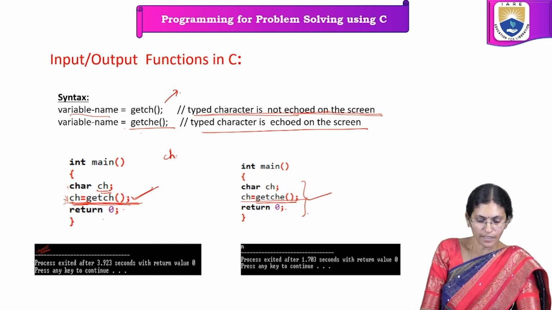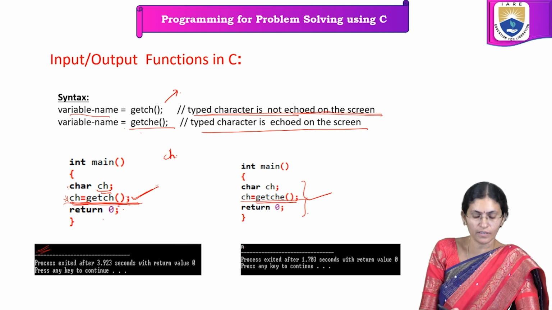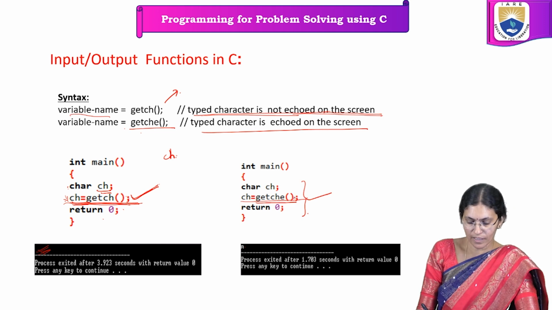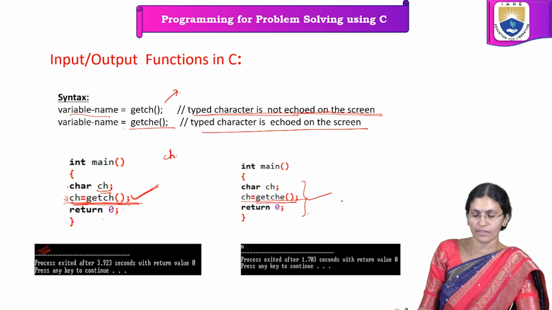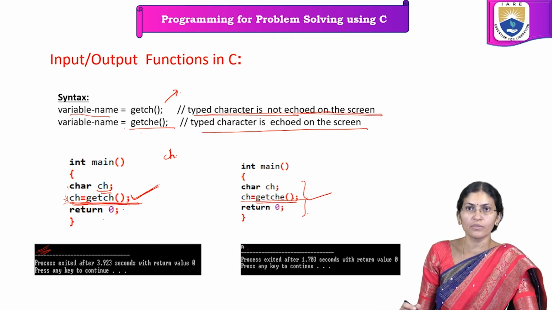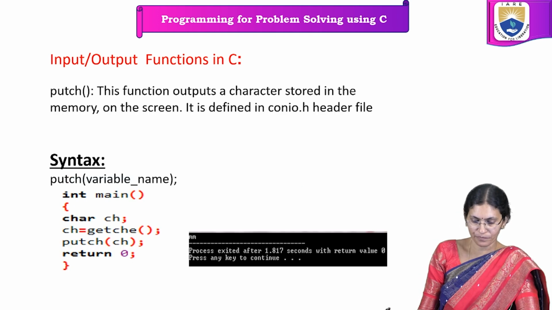So in getch, whatever character is given as input will not be displayed on the screen, whereas in this case it will be displayed on the screen. And in both cases, the similarity is that as soon as the user enters some character with the help of the keyboard, control is automatically transferred to the next line. That is not the case with the getchar function.